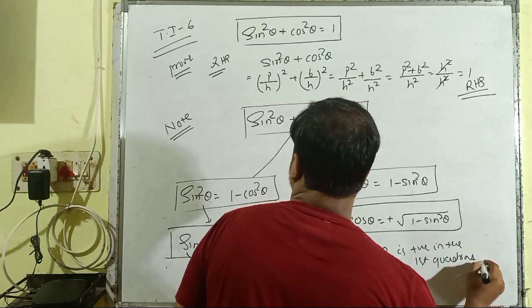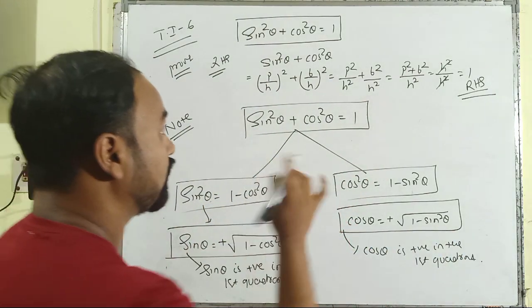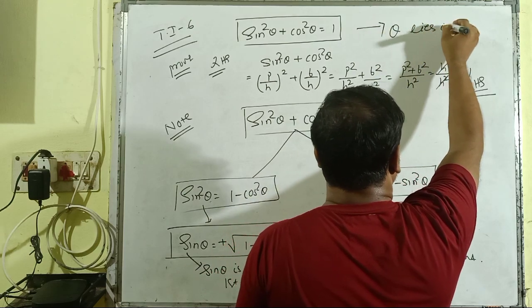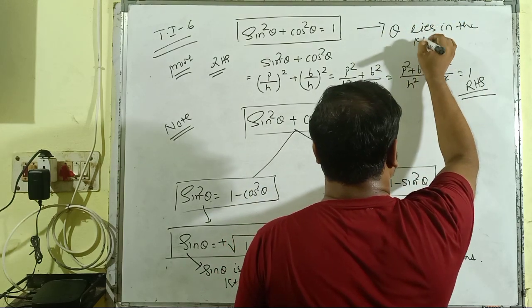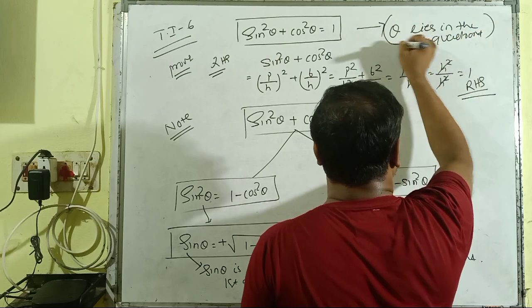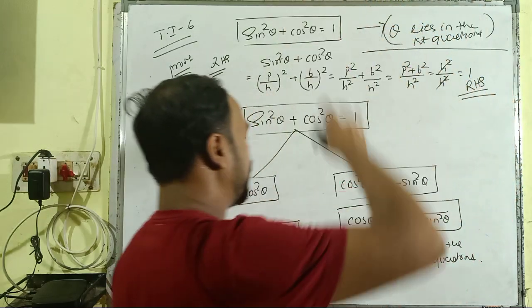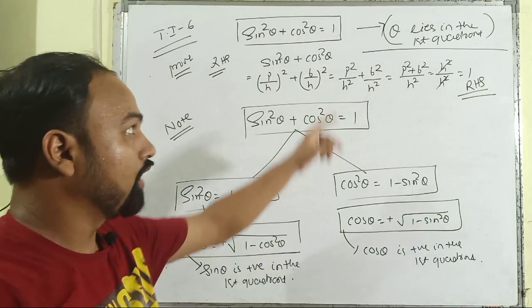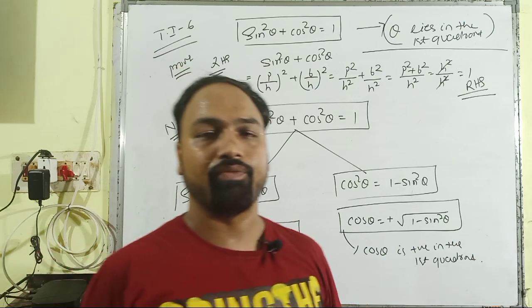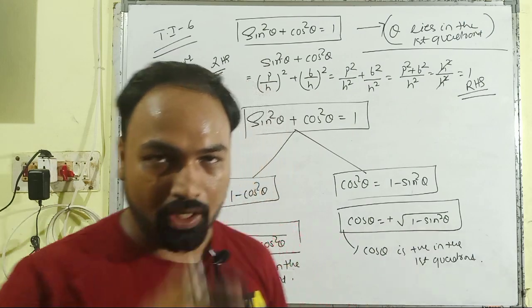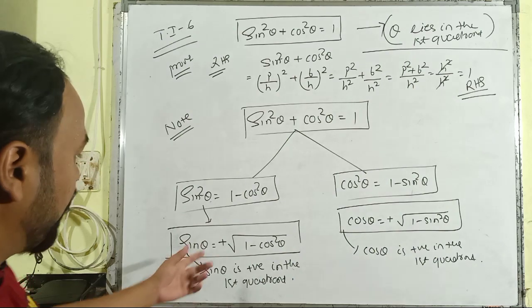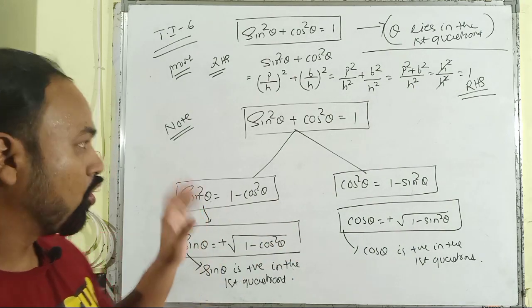And here we are studying theta. You can write down: theta lies in the first quadrant. Then it is very clear to find these values, because as theta lies in the first quadrant, all of the 6 trigonometric functions are positive in the first quadrant. This is very, very important and fundamental to find the value of sin theta and cos theta.